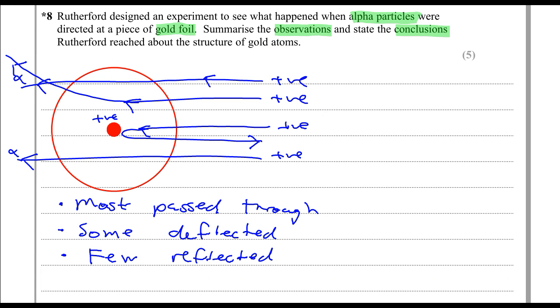And we need to state the conclusions that each of these observations shows. So we said that because most particles are passing through, that shows that most of the atom is actually empty space. Because if the atom was filled up, they wouldn't be able to just pass straight through. So most of the atom is empty.